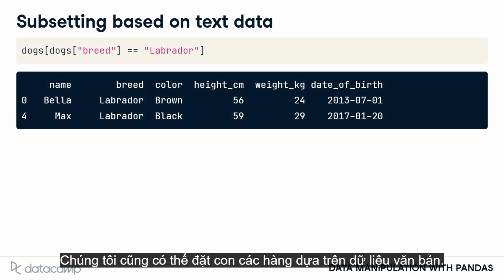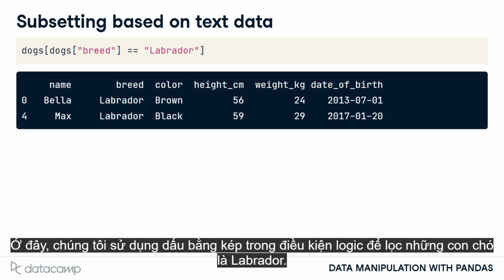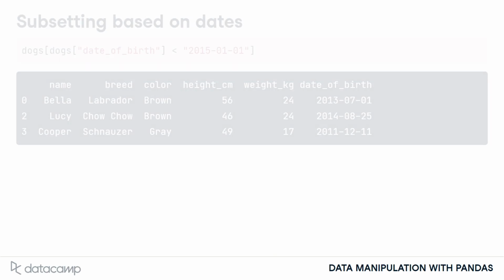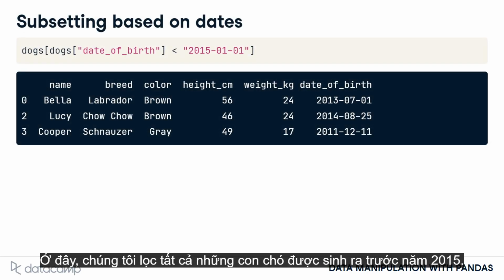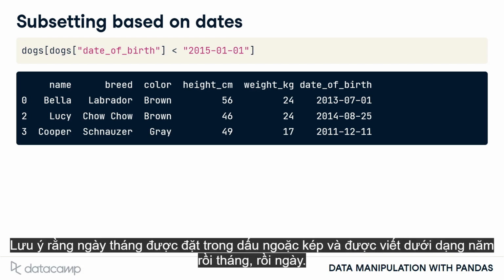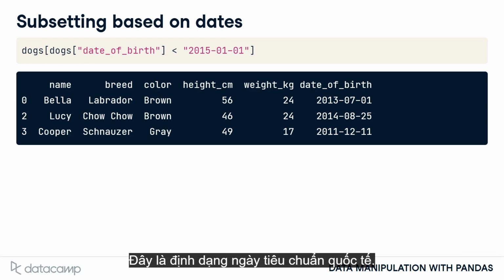We can also subset rows based on text data. Here we use the double equal sign in the logical condition to filter the dogs that are Labradors. We can also subset based on dates. Here we filter all the dogs born before 2015. Notice that the dates are in quotes and are written as year, then month, then day. This is the International Standard Date format.